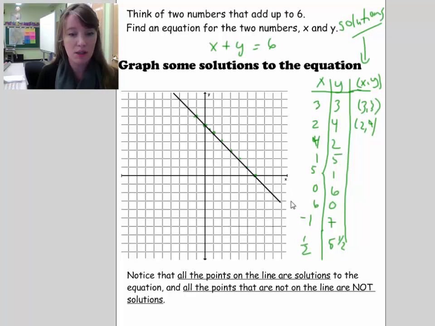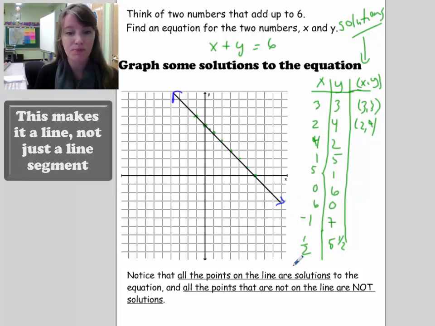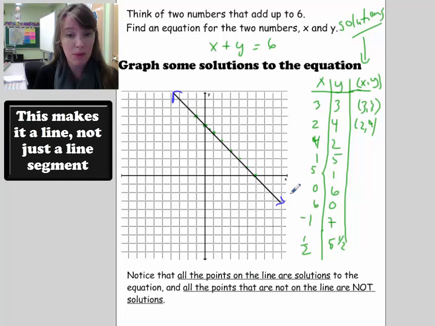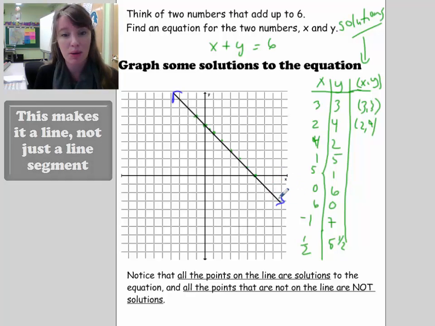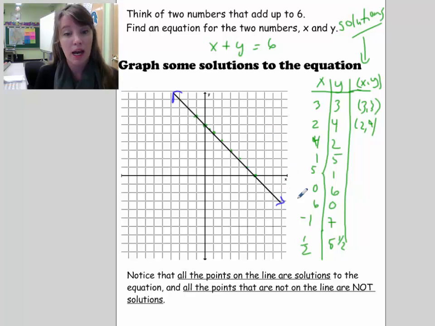So always, that's a good thing to note, always extend your line to the edges of the graph paper that you have. And I'm actually going to place arrowheads on the end of the line, indicating that this line continues on forever, right? Making sure that it's a line instead of a line segment. A line segment has 2 endpoints, and a line goes on infinitely in both directions.